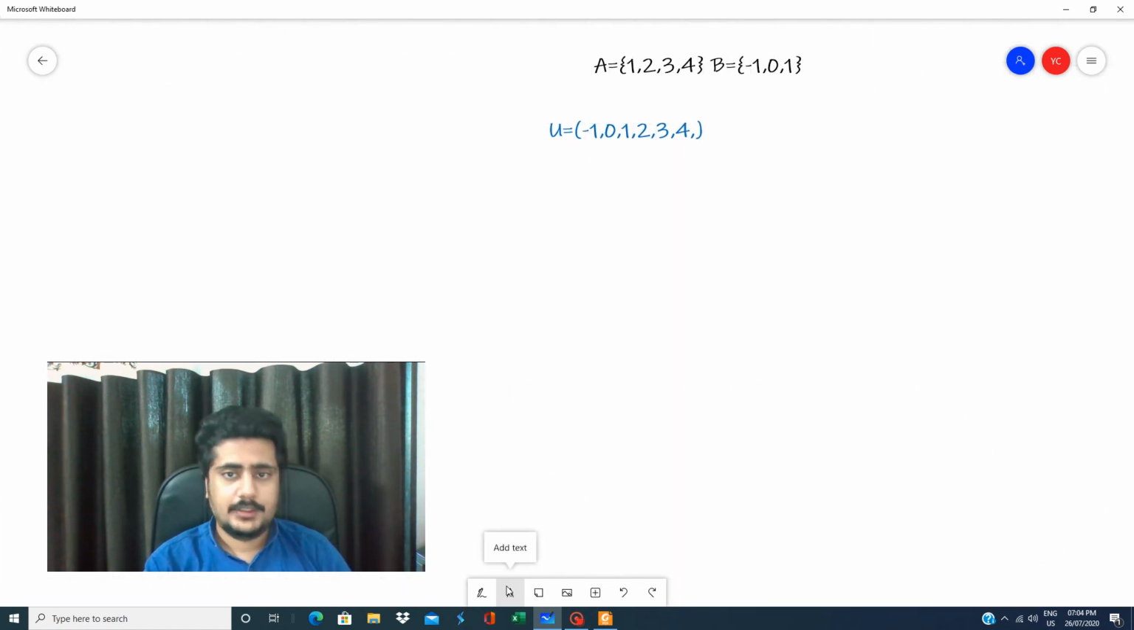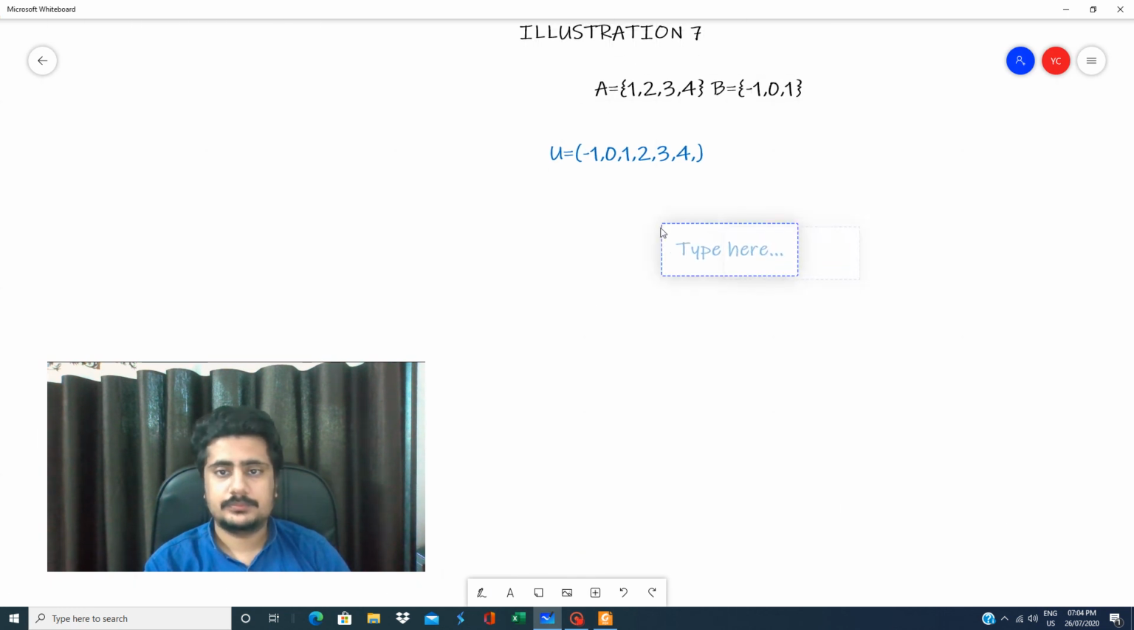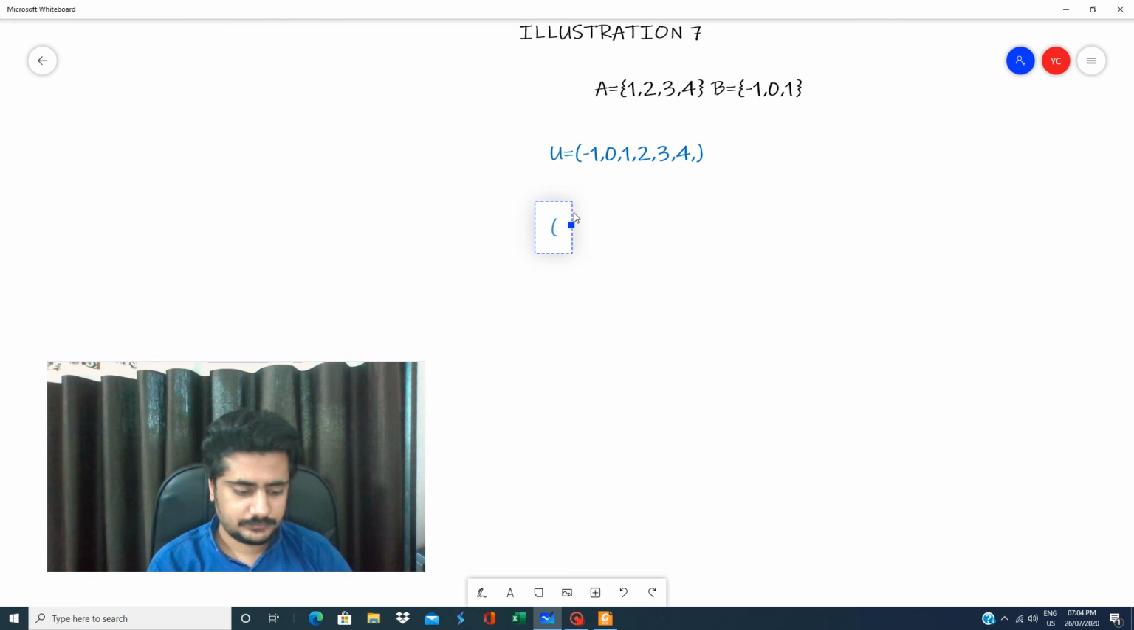Then let us find the first one. It is B dash. Now what is B dash? For B dash, you have to look into the sample space and look for B. Elements other than event B are B dash. So B is minus 1, 0, 1. Look into U. What are the elements other than minus 1, 0, 1? It's 2, 3, 4. So your first question is solved. It's 2, 3, and 4.